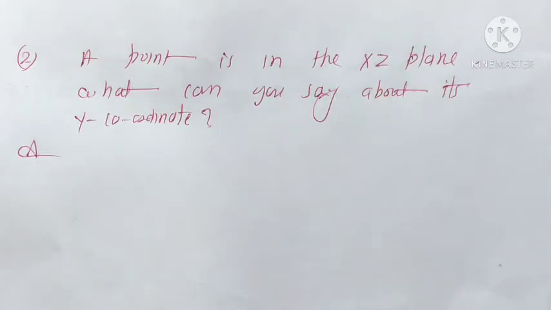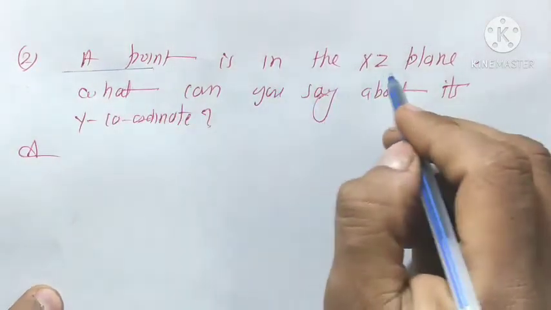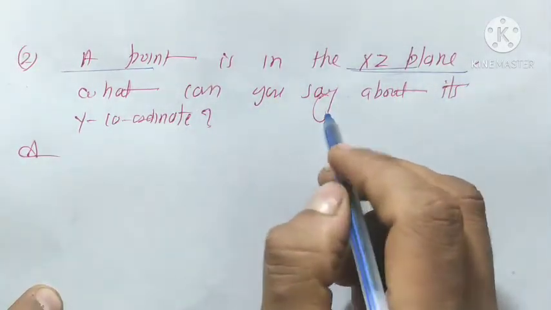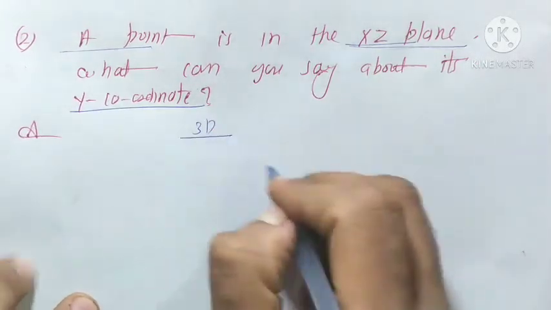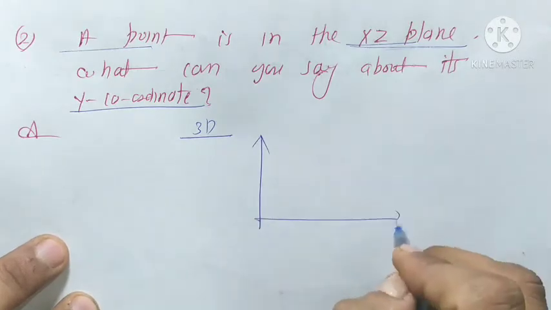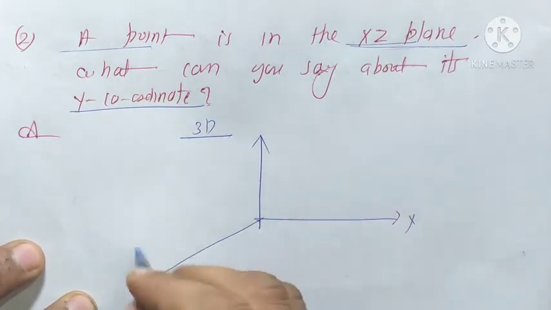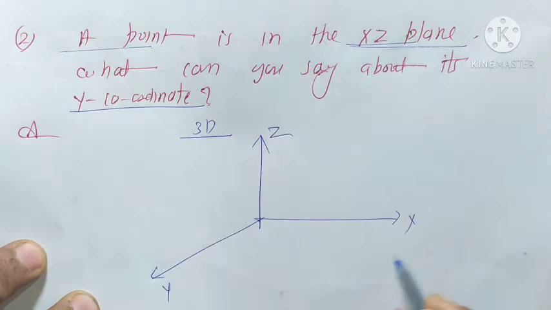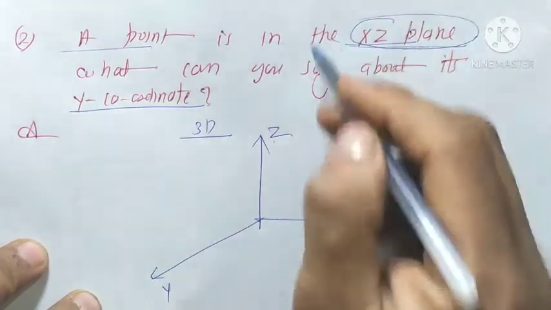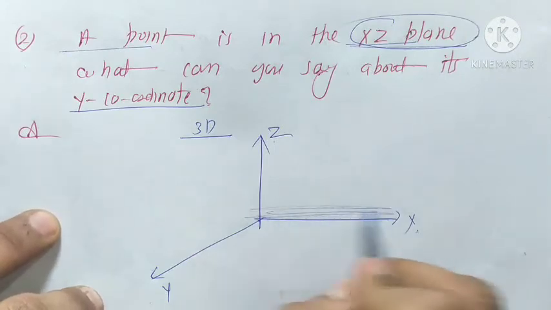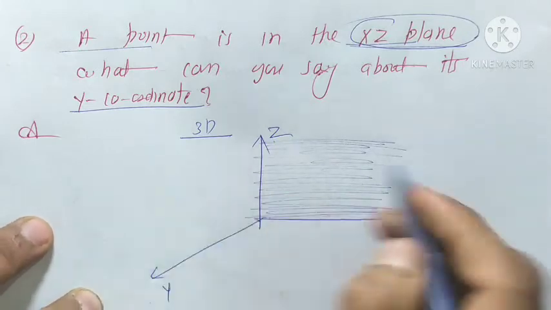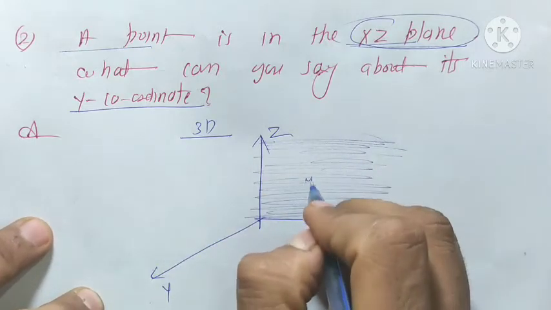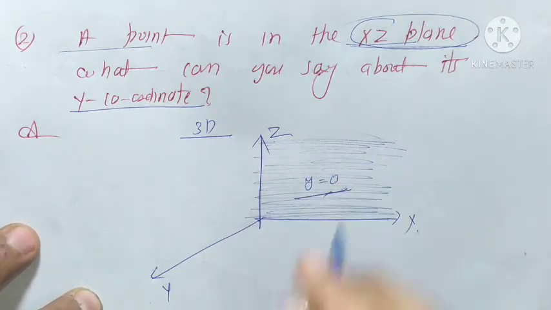Our second question is here. A point is in the xz plane. What can you say about its y coordinate? So in three-dimensional geometry we have three axes, x, y and z, and the question talks about the xz plane. This is the xz plane. So the y coordinate on this xz plane will be 0.